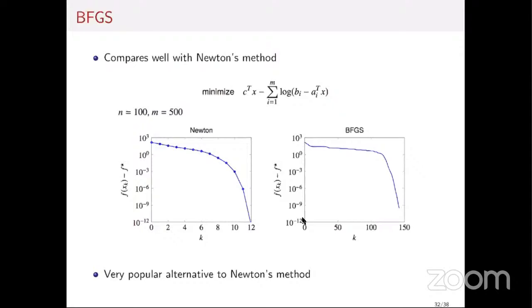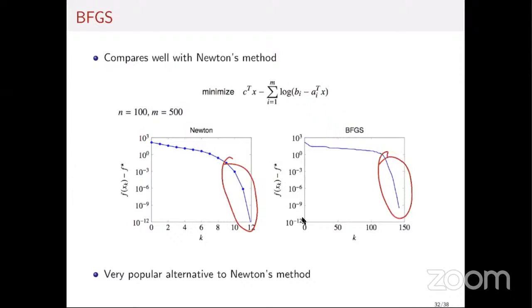So this is the kind of optimization problem you have to repeatedly solve when solving a linear program. You can see that Newton's method has this quadratic convergence, and convergence in a very small number of iterations. In 12 iterations, you reach very good accuracy. BFGS has the same overall structure, in terms of how f of xk approaches f star. We also see this very fast convergence here, but the number of iterations is much larger.